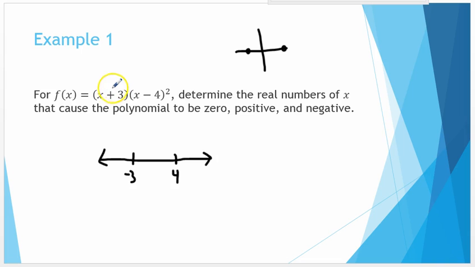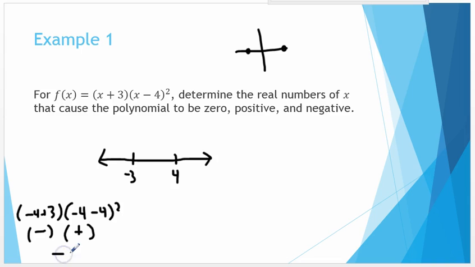If we use -4, for example, then I'll have -4 plus 3 times -4 minus 4 squared. Now you don't even have to be precise with these computations. Most of it is just going to come down to whether your answer is positive or negative. So for example, this piece right here, -4 plus 3, I know that that's going to be a negative number. Right here, I'm going to have a negative number, but then when I square it, I get a positive number. And once I multiply a negative and a positive, I'm going to end up with a negative answer. So my sign chart is going to say any number less than -3 is going to be a negative value.